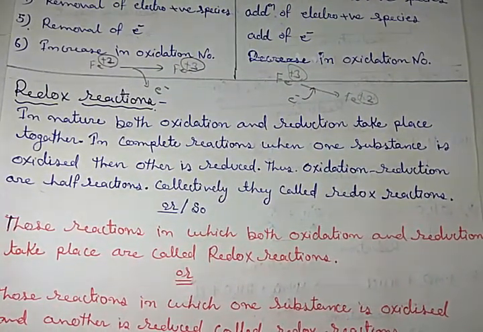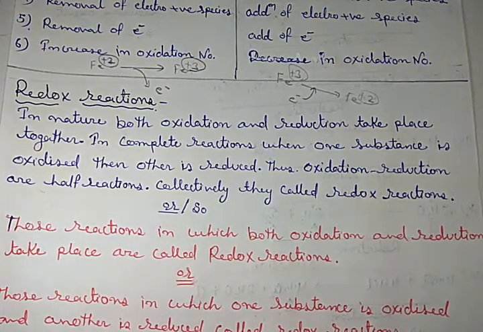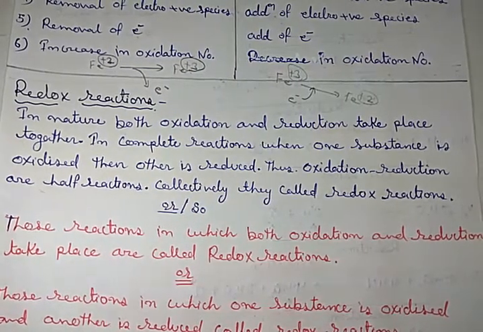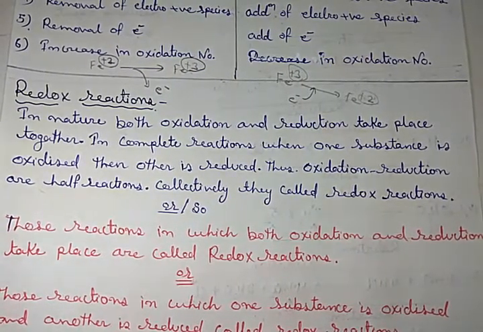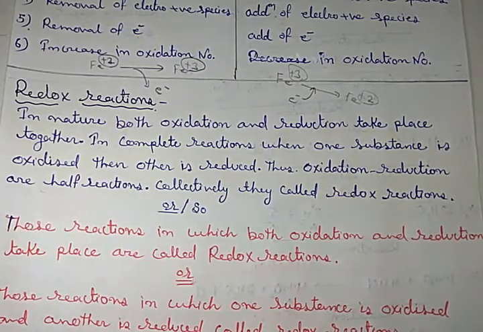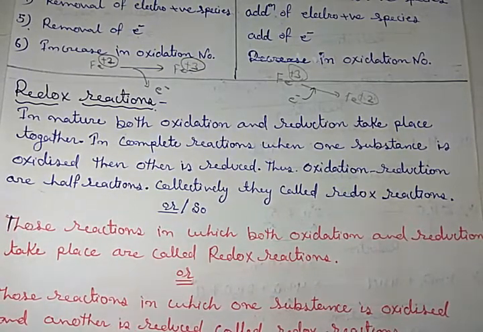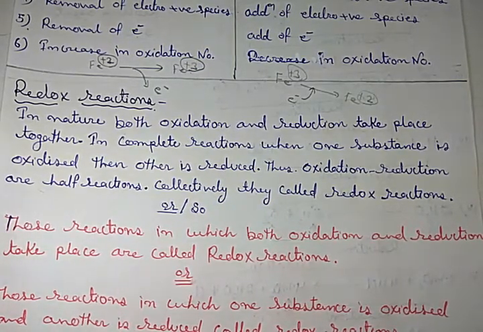Now our next topic is redox reaction. In nature, both oxidation and reduction take place together. That means they cannot be found separately, because as we discussed in an earlier class, if someone is donating electrons or donating oxygen, then some other one must be receiving.